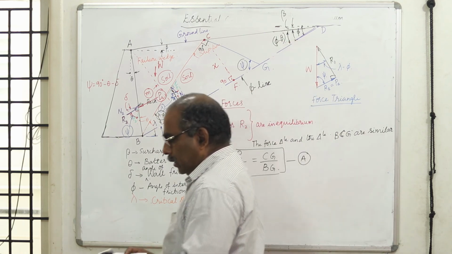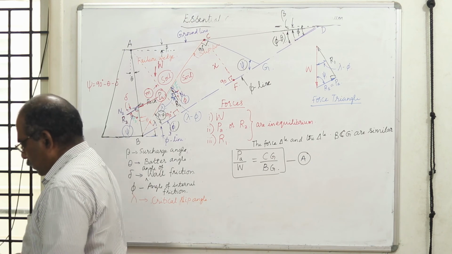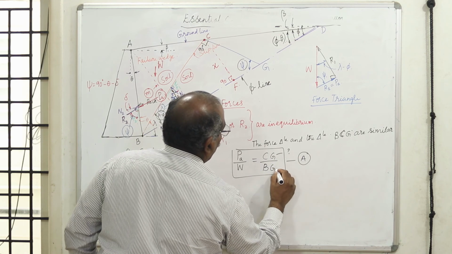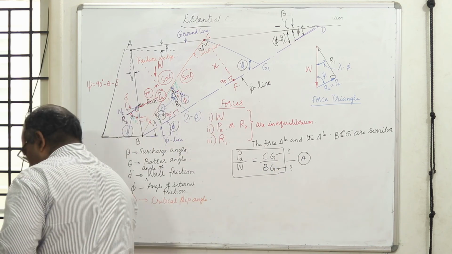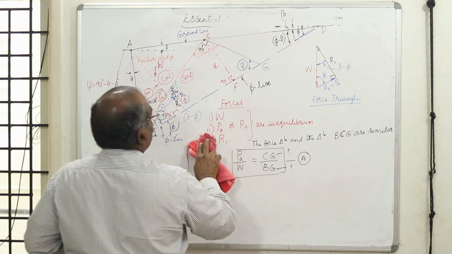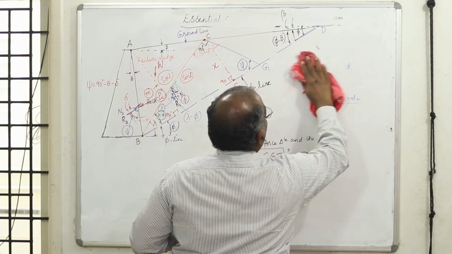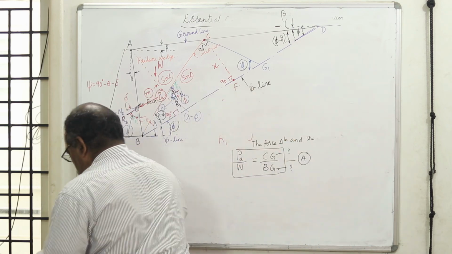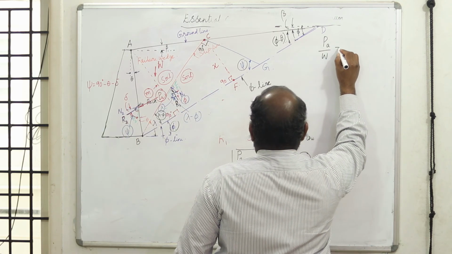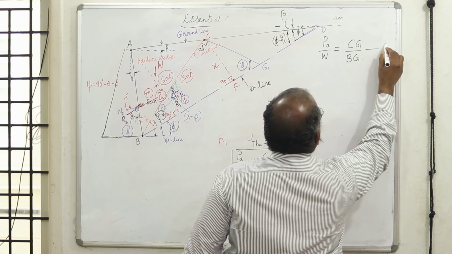Now we need to find out expressions for the quantity CG. Now I need to find out what this value is. Let me erase this portion because I need some space. I'll write this expression to the side here. PA by W is equal to CG by BG. I call this expression A.